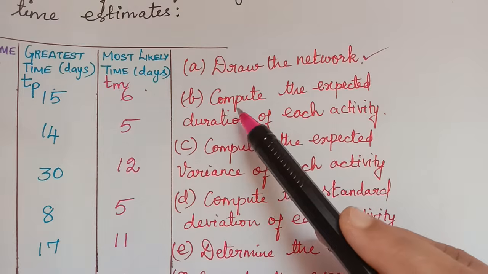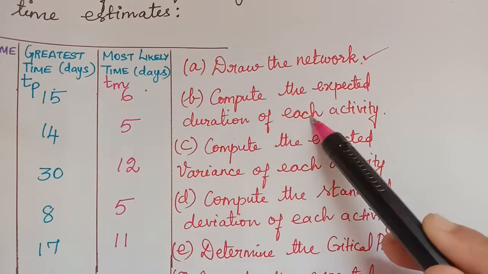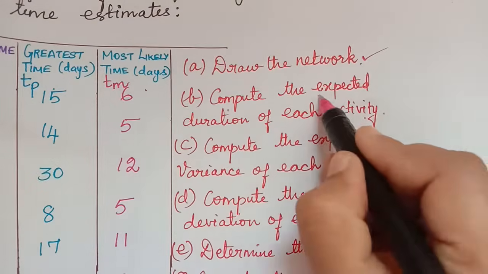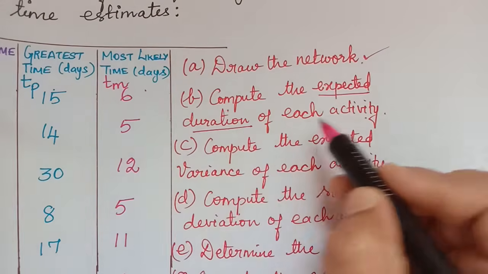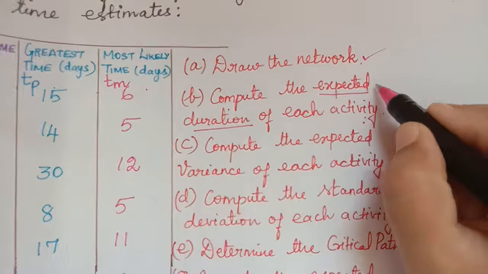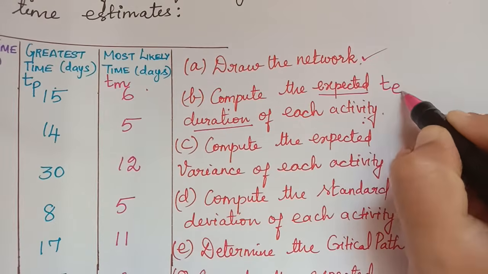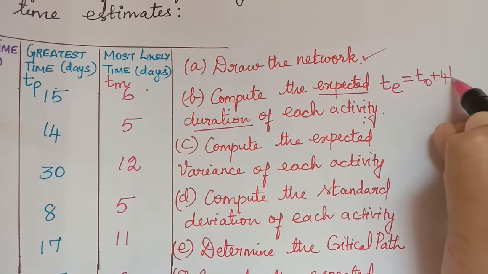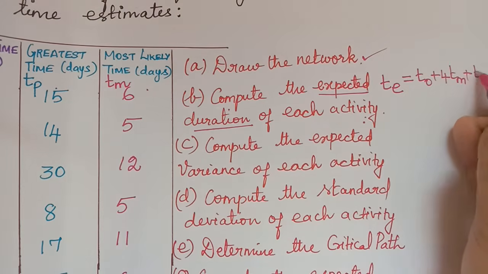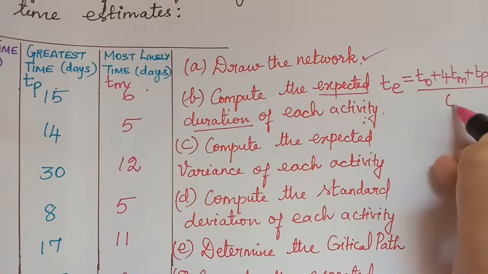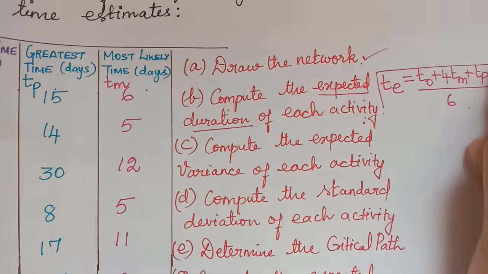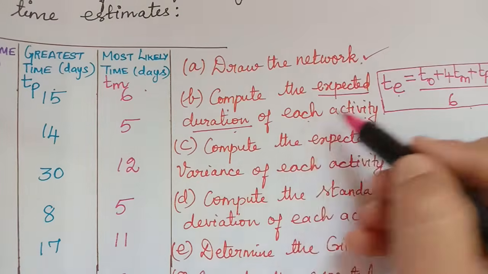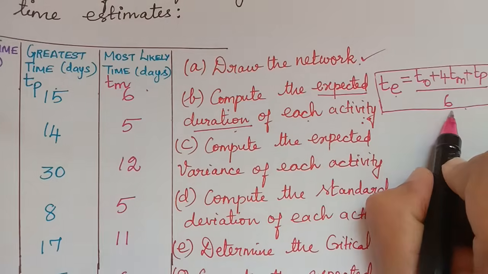The second question is compute the expected duration of each activity. So they are asking us to find the expected duration to complete each activity. It is represented as TE and the formula is (TO + 4TM + TP) divided by 6. So this is the formula that we have to use to calculate the expected duration of each activity. So you have to remember this formula.